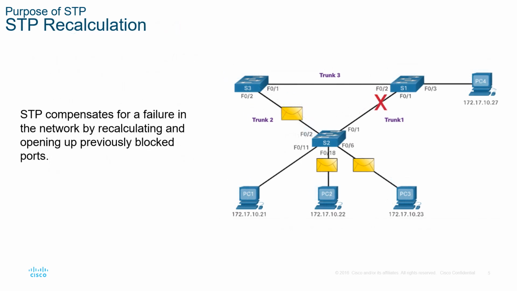STP compensates for a failure in the network by recalculating and opening up previously blocked ports. For example, we know that we have two paths, and previously we have blocked a port on trunk 2. If the link for trunk 1 eventually fails, STP will automatically calculate and open up the previously blocked port so that packets from PC1, PC2, PC3 can be forwarded to PC4 using the trunk 2 link.